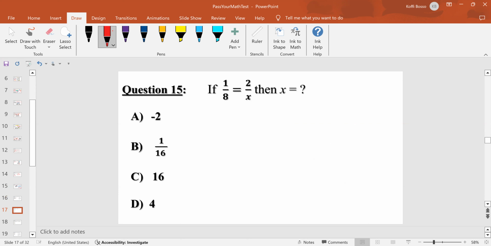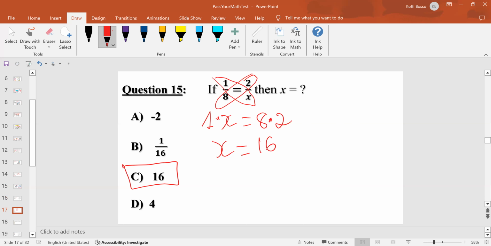Question 15. They say if 1 over 8 is equal to 2 over x, then x is equal to what? Nothing to do here, it's just to cross multiply. So this is telling us that if you do 1 multiplied by x, this is the same as 8 multiplied by 2. So x is equal to 16. That's it.